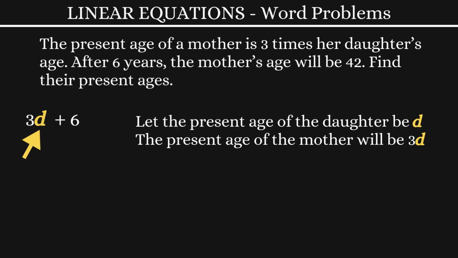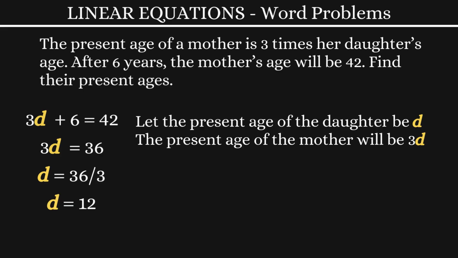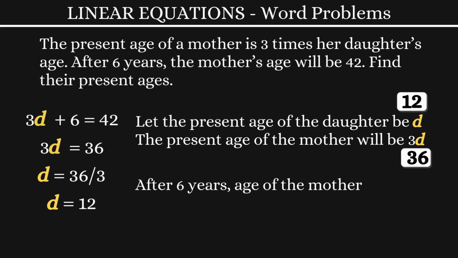From the question, we know that this value is 42. So our equation becomes 3D plus 6 is equal to 42. So 3D is equal to 36 and D is equal to 36 divided by 3, which is 12. So the age of the daughter at present is 12 and the age of the mother becomes 3 into D, which is 36. And if you calculate after 6 years, the mother's age would become 42. So our answer is correct.